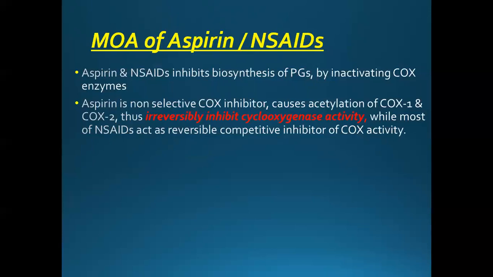However, aspirin is non-selective. That means it can act on both COX-1 and COX-2. And what causes the irreversible inhibition? It causes acetylation. Acetyl groups get attached to the cyclooxygenase enzyme, and this formation of a bond between the acetyl group and cyclooxygenase inhibits cyclooxygenase activity irreversibly.